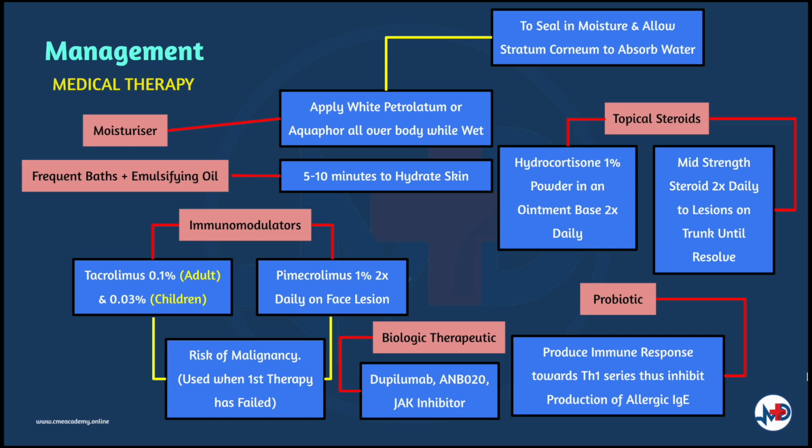Initial therapy consists of hydrocortisone 1% powder in an ointment base to be applied 2 times daily to lesions on the face and in the folds. For lesions on the trunk, a mid-strength steroid ointment such as triamcinolone or betamethasone valerate is applied 2 times daily until the eczematous lesions clear up.